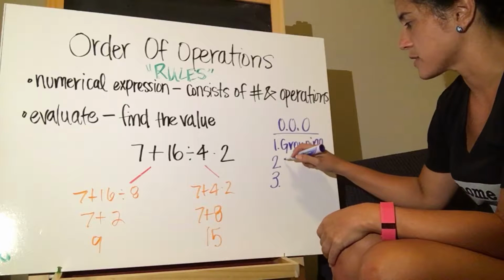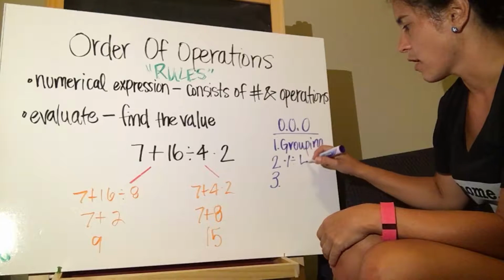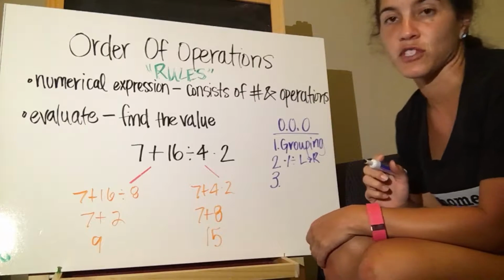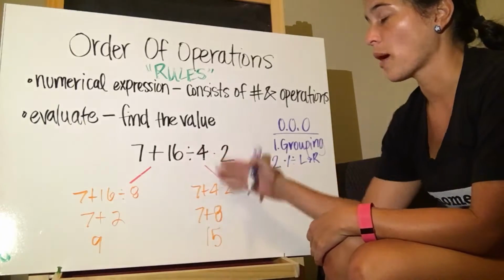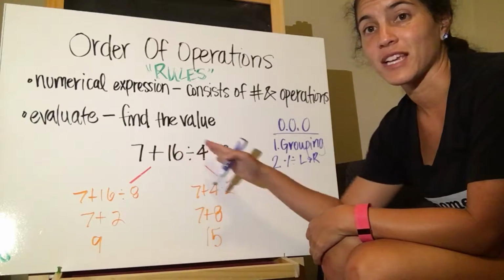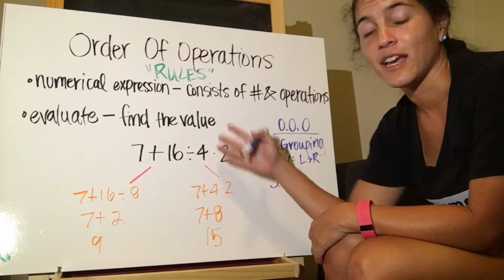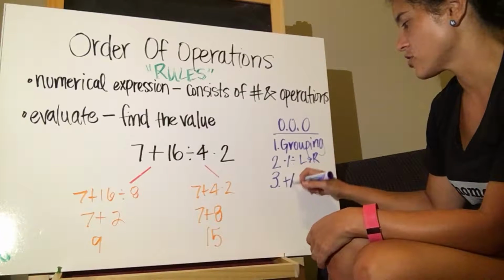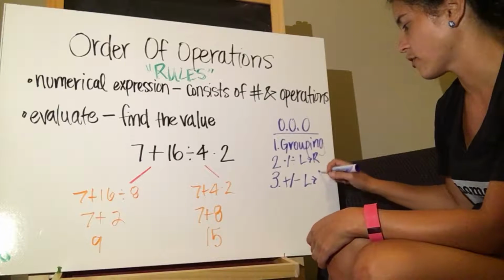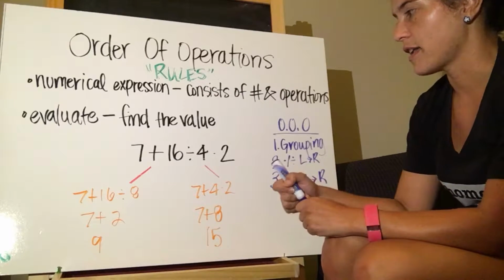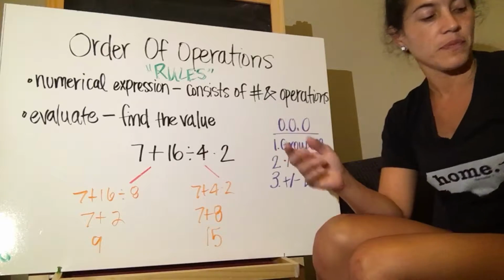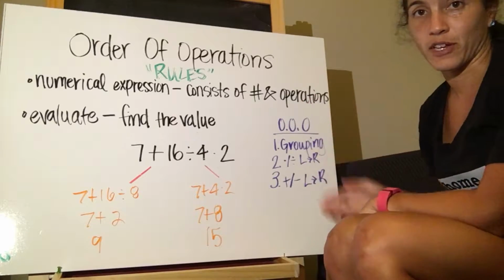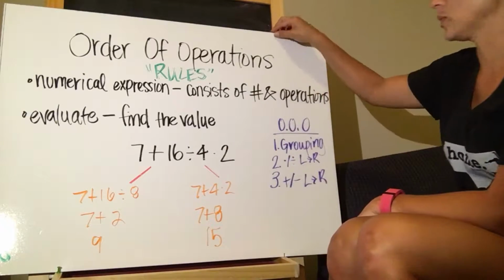The second step is going to be multiplication and division, but you always go from left to right. So in this problem, you would do the division first because it comes first. So it's like the way we read, whatever comes first, that's what you do. And then the last step would be addition and subtraction, again from left to right. And in this problem, we only have addition. But those are your order of operations. So let me show you some examples.